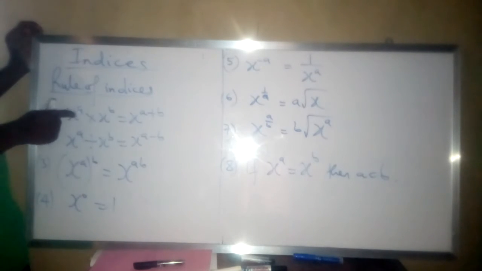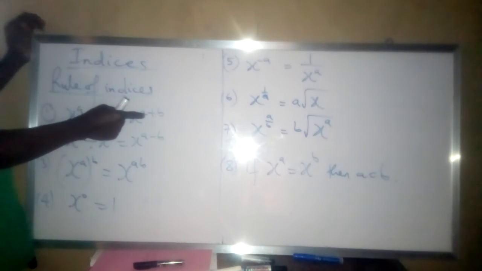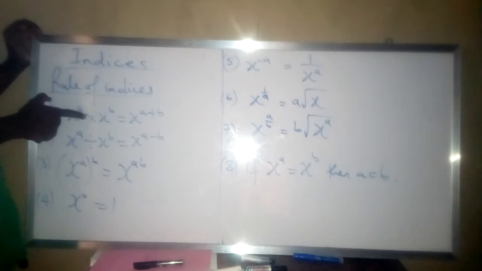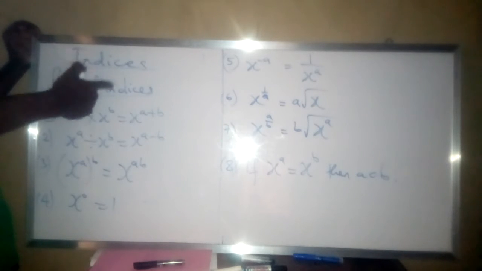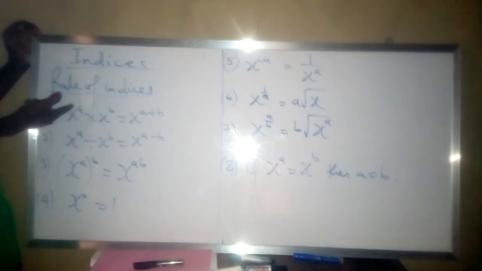So x raised to power a multiplied by x raised to power b will be x raised to power a plus b. What are we saying here? Anytime you have a multiplication of two index numbers, that is when you are multiplying two index numbers together, the powers of the index numbers will be changed to addition. That is, when you multiply, you add the two powers together.